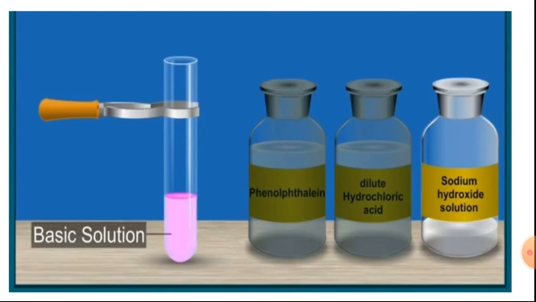And when, in this pink colored basic solution, an acidic solution is added one by one, in that case the pink color changes to colorless, and it indicates that the basic nature of the solution changes to acidic nature. Due to the reaction between hydrochloric acid and sodium hydroxide, it gives sodium chloride solution. Sodium chloride means the common salt solution.